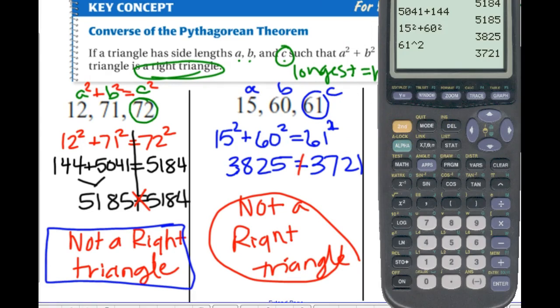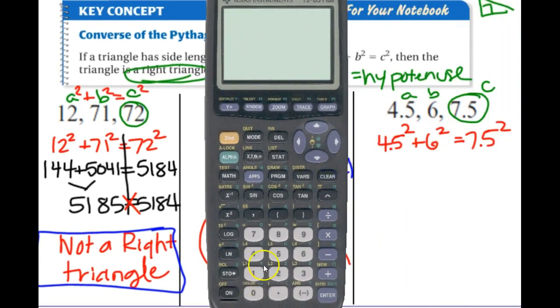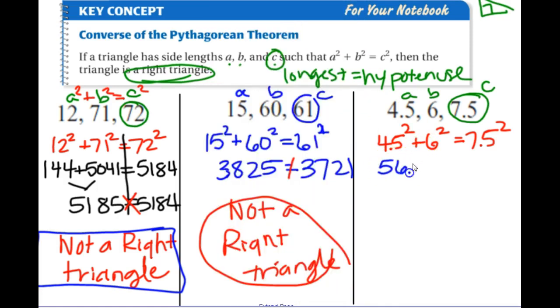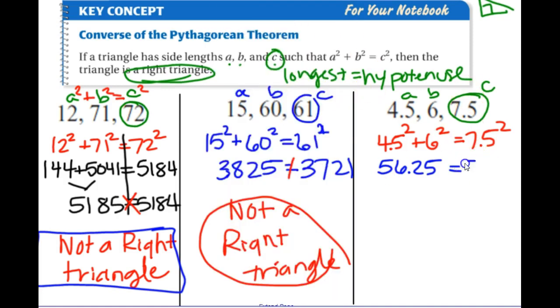So let's plug these in our calculator. We have 4.5 squared. I'm just going to do the whole thing, plus 6 squared. On that whole side, we have 56.25. And then we need to plug in 7.5 squared. And we get, wow, same thing, 56.25. So yes, this one is a right triangle.